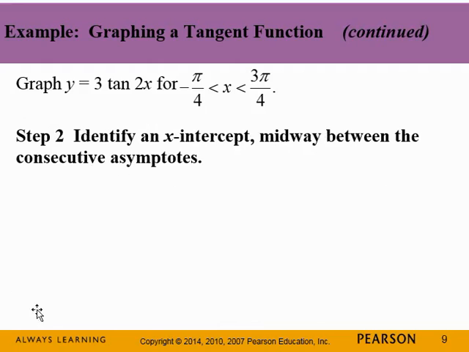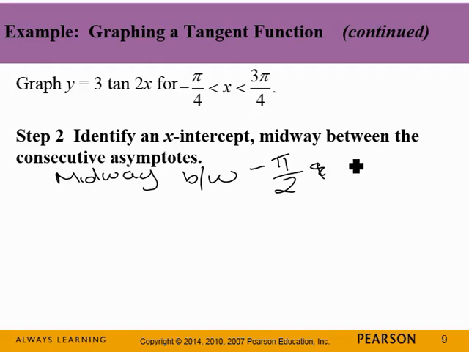So step 2 is you want to identify the x-intercept. So your x-intercept is midway between negative pi over 4 and pi over 4. So if you were to go halfway between those two things, it would just be 0, 0. So your x-intercept is 0, 0 in this case. You can draw it on a number line if you want. If you already have a graph, you can find out which one's midway. In this case, it's just 0, 0.